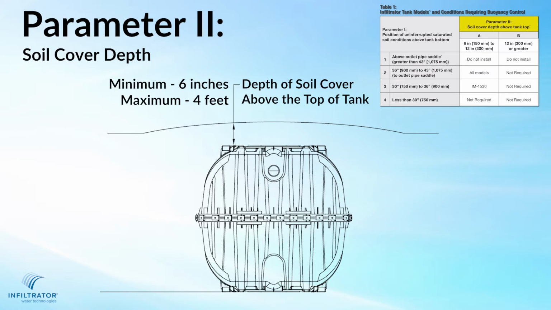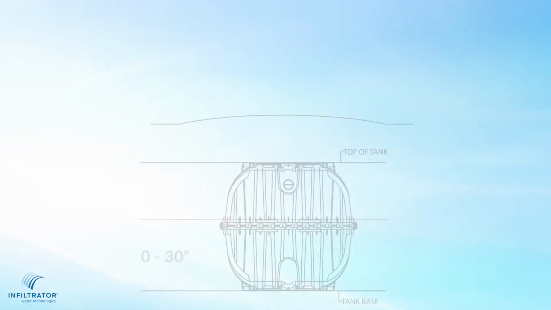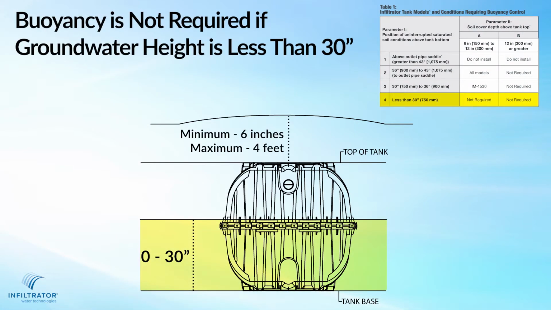The minimum amount of soil cover above the top of the tank is 6 inches, and the maximum is 4 feet. In areas where there is less than 30 inches of uninterrupted saturated soil conditions, buoyancy control is not required when the soil cover depth is within the acceptable range of 6 inches to 4 feet.